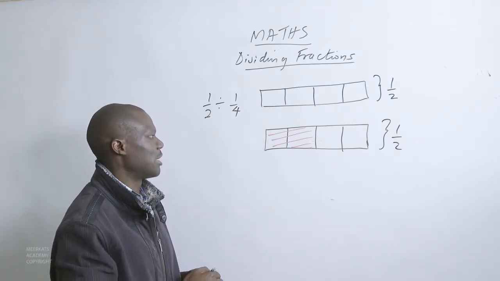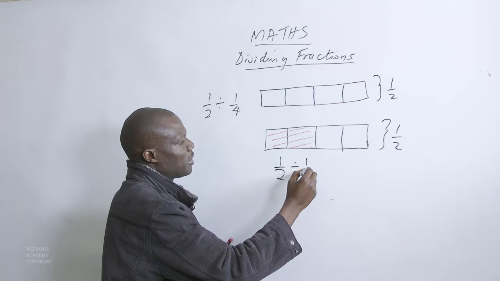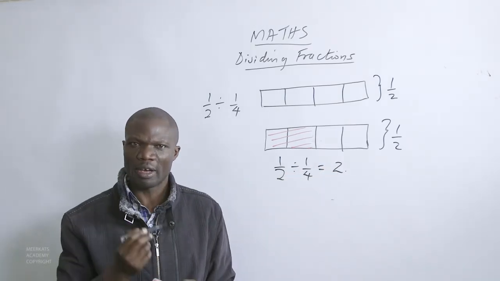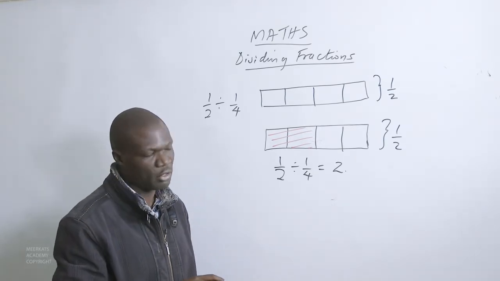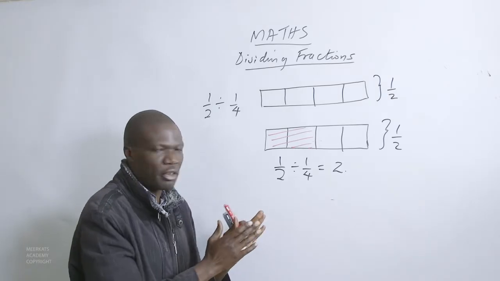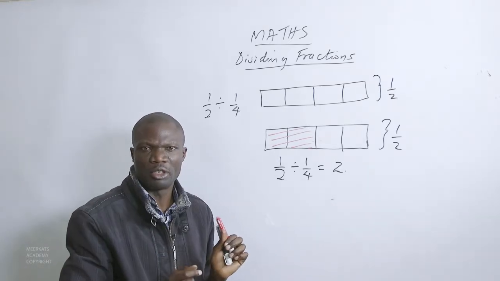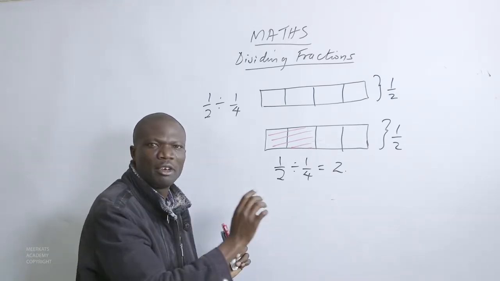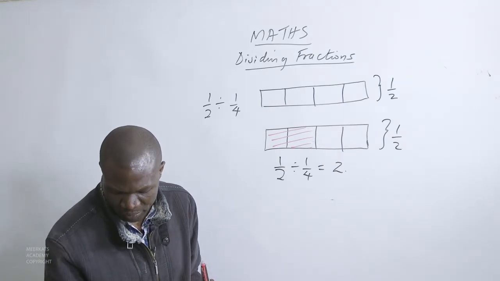Then it means that a half divided by a quarter is equal to 2. So this situation is what we are now going to consider. How did we arrive at 2? By the end of this lesson, you will be able to handle fractions and divide them without any problem.